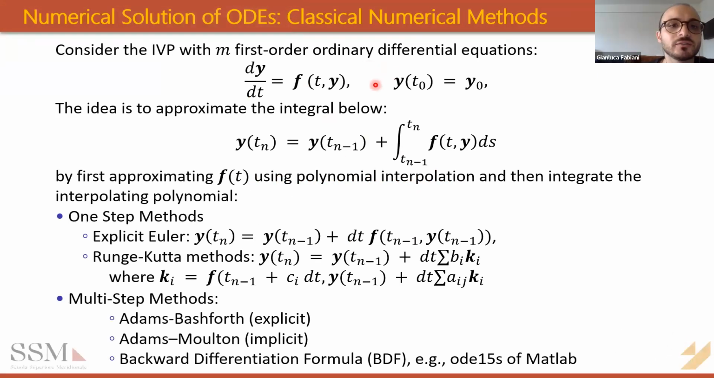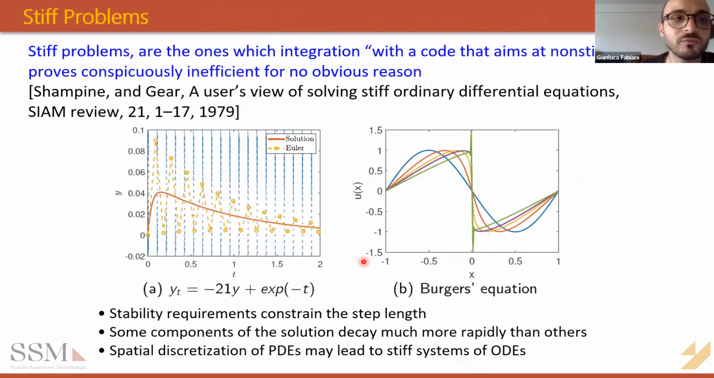The classical numerical analysis, for example for systems of ordinary differential equations, says that we can approximate a differential equation with this integral form. And we want to approximate this integral by first approximating the function f using some polynomial interpolation and finding the integral of the polynomial. As you know, there are a lot of methods, explicit Euler, Runge-Kutta methods, but we can also have multi-step methods like Adams-Bashforth, Adams-Moulton, explicit and implicit. And we may also have the backward differentiation formula, which is actually the formula used in ode15s for stiff problems in MATLAB. So our goal is to solve stiff problems.